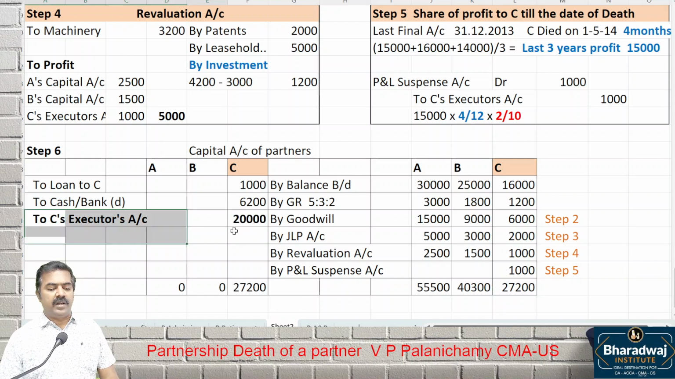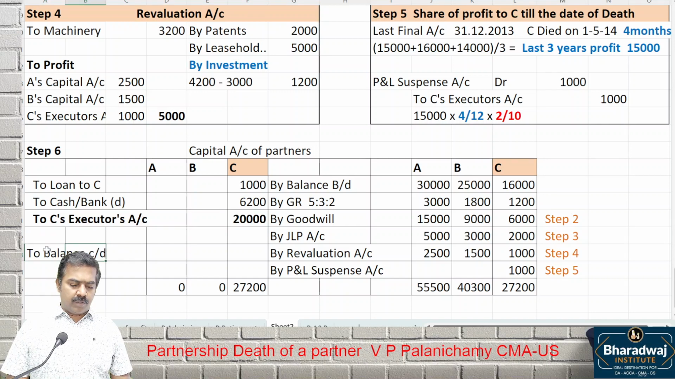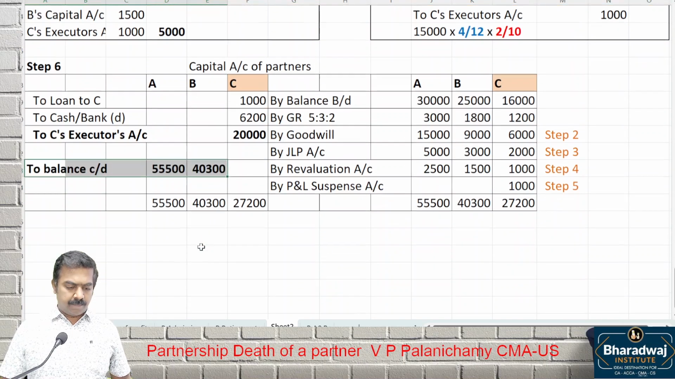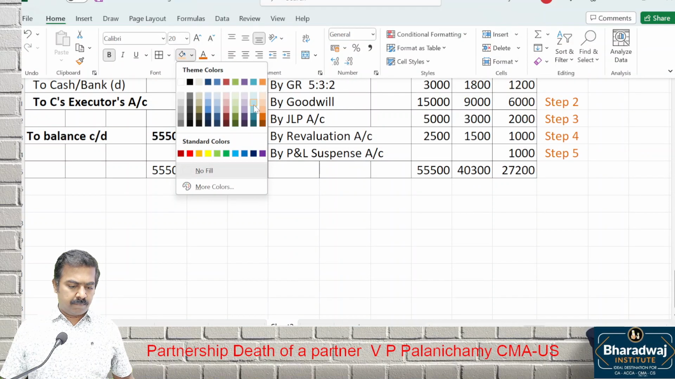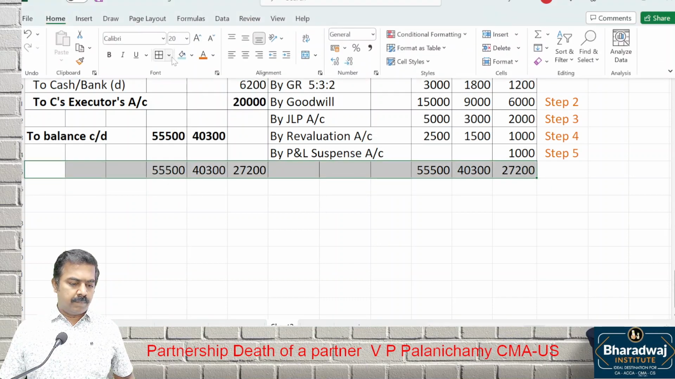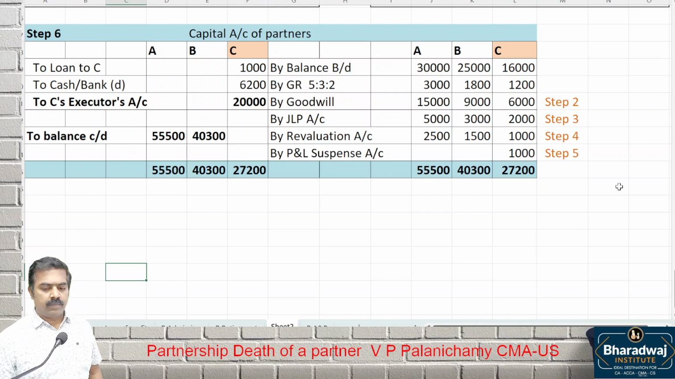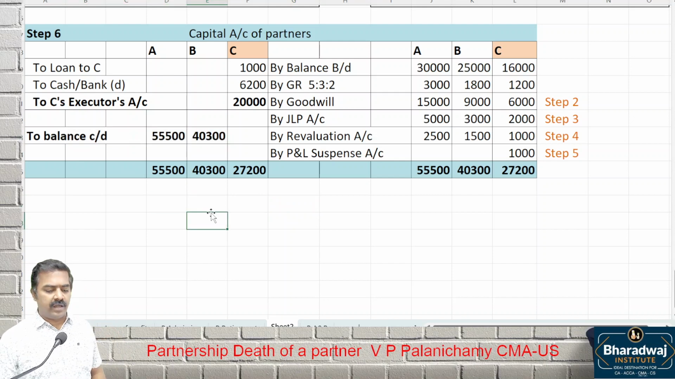This will be settled in 4 equal installments in future, not now. Then to balance carry down is the closing balance of the others. This will continue in the balance sheet. 1,000 of loan is adjusted. We pay 6,200 immediately. Remaining is there in which account? Executor's account. To balance carry down, 55,500 and 40,300. Next, prepare the balance sheet after the death of the partner.